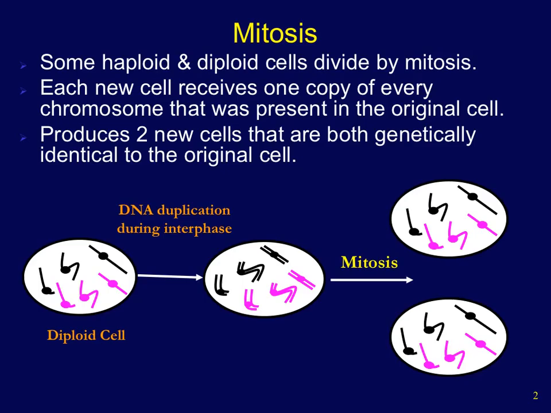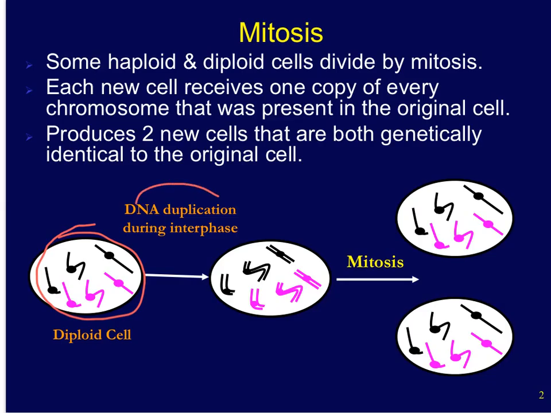So diploid cells divide by mitosis. Each new cell receives one copy of every chromosome that was present in the original cell. It produces two new cells that are both genetically identical to the original cell. In other words, they are clones. Okay? So we have a diploid cell down here.